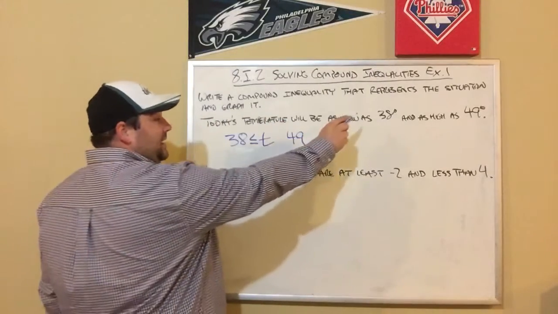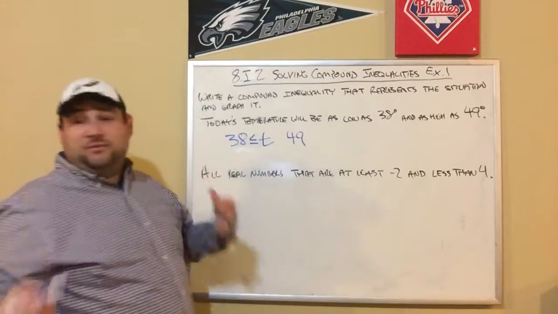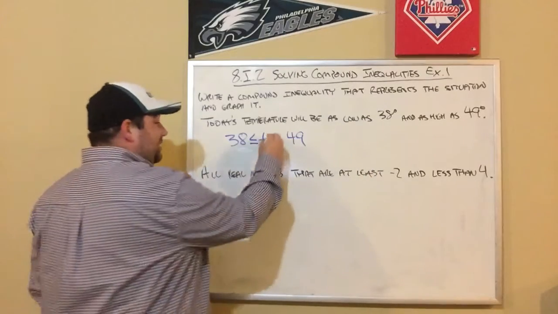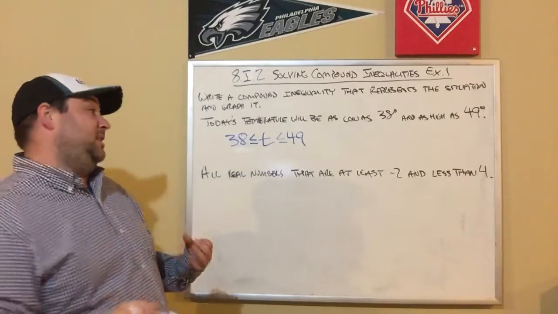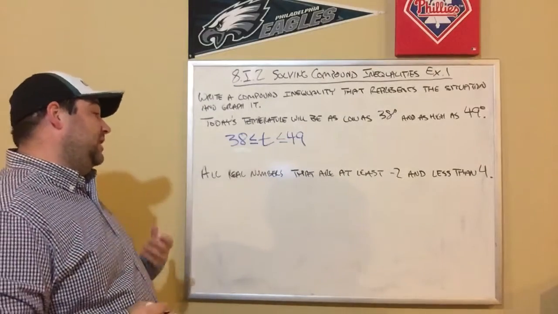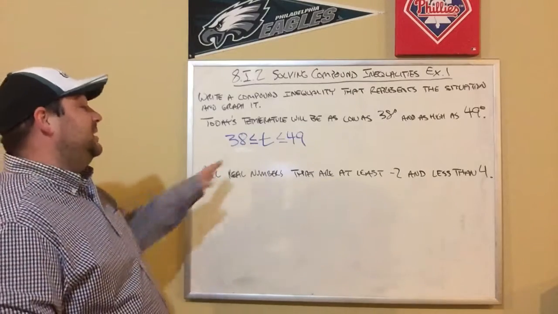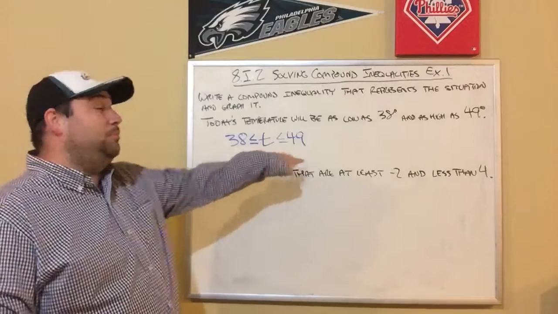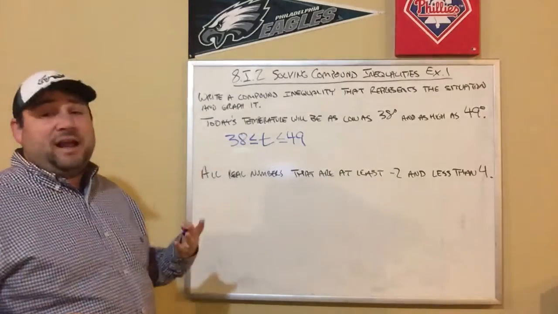And then it's got to be as high as 49, so it can't be more than 49. So it's got to be less than or equal to 49, because 49 is as high as it could be. So I've successfully written a compound inequality. A compound inequality, like I said, has inequality signs on both sides of the variable. Then we're supposed to graph it as well.